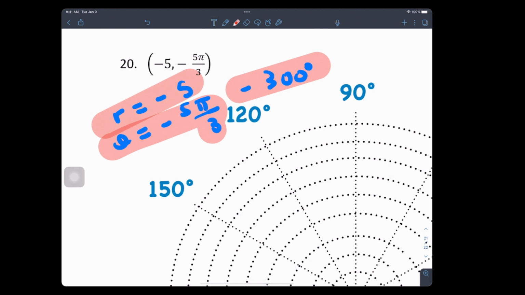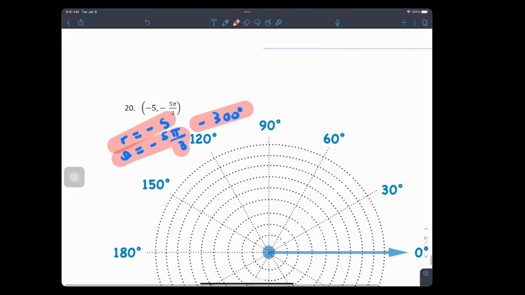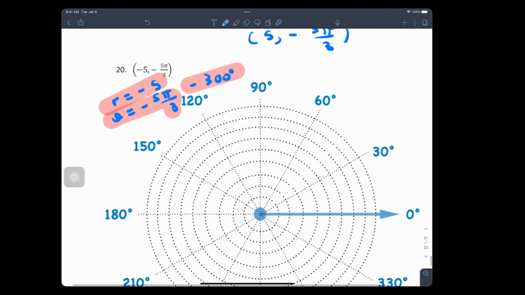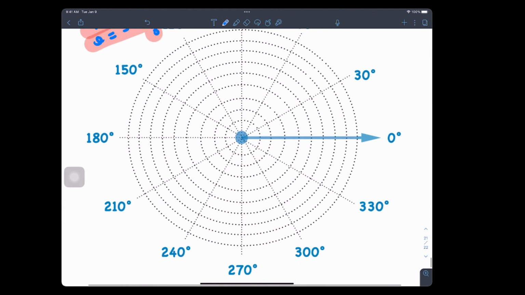Yeah, we have a negative radius, but you always plot what? The positive radius value with the negative what angle? Is that right? You guys okay with that? Okay, so 5 is here. 1, 2, 3, 4, and 5. There you guys go, right?